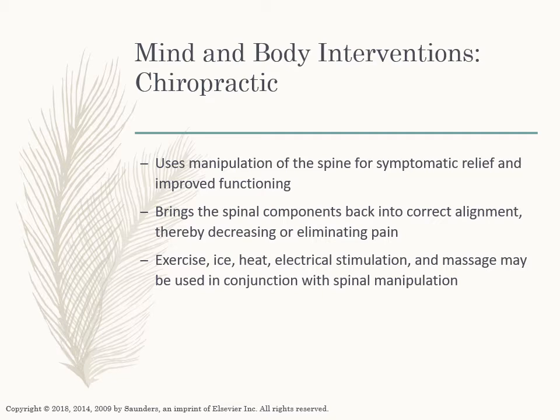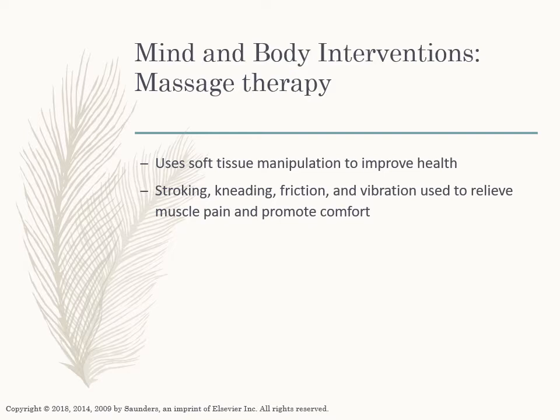Chiropractic. This uses manipulation of the spine for symptomatic relief and improves functioning. This brings the spinal components back into correct alignment, thereby decreasing or eliminating pain. Exercise, ice, heat, electrostimulation, and massage may be used in conjunction with spinal manipulation. Massage therapy uses soft tissue manipulation to improve health. Stroking, kneading, friction, and vibration are used to relieve muscle pain and promote comfort.